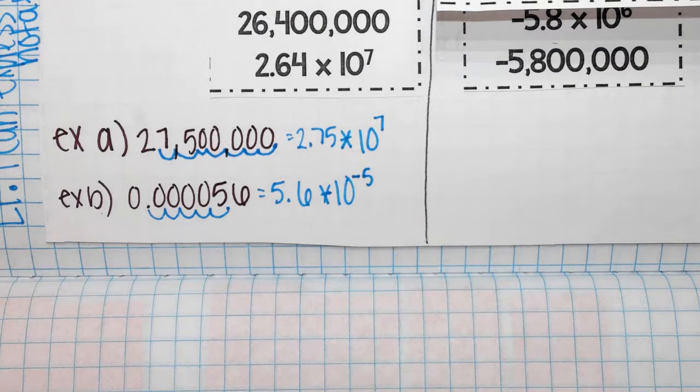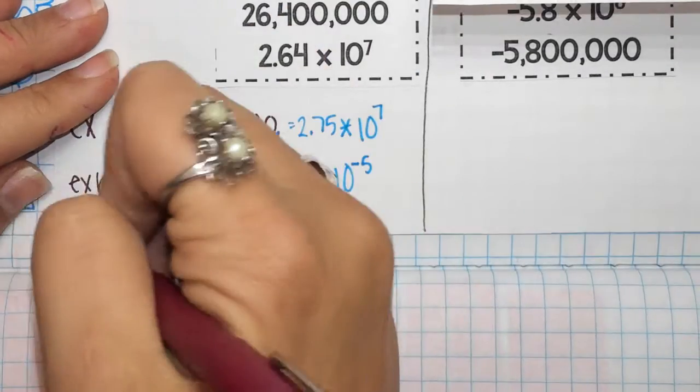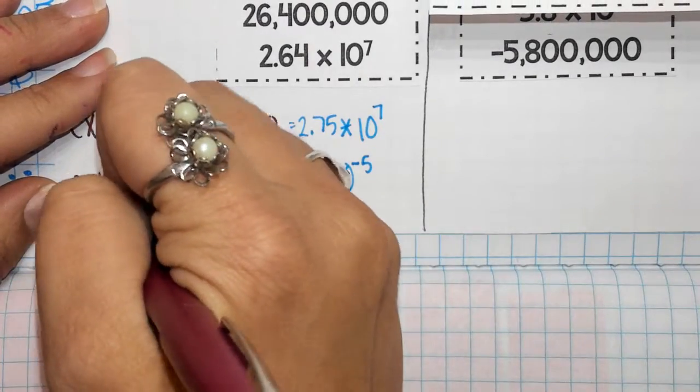Do we need one more? Let's do one more just to be safe. We're going to call it example C, and we're going to squeeze it in down here.